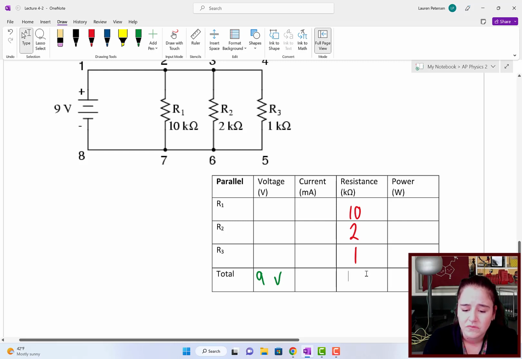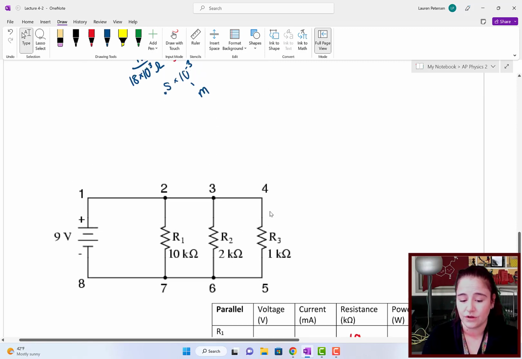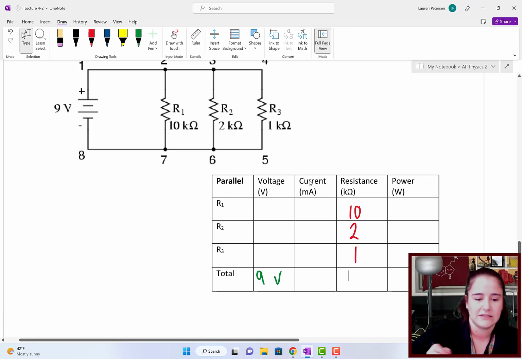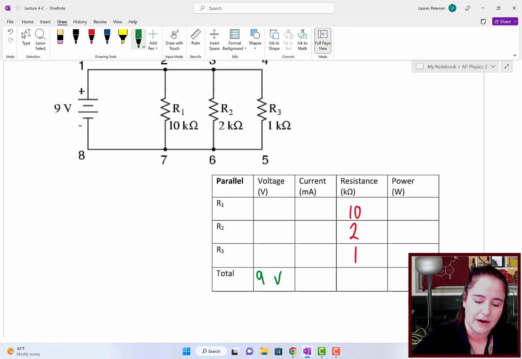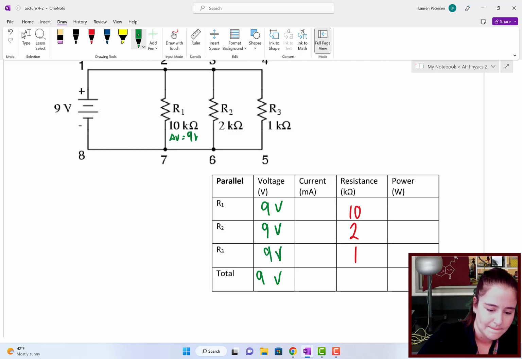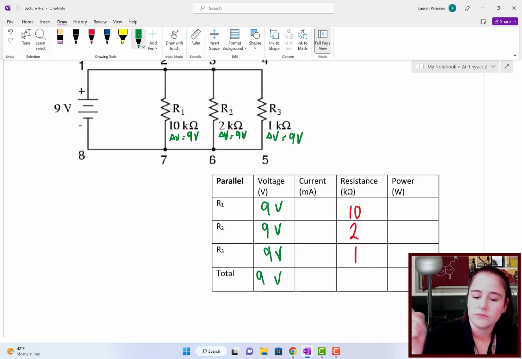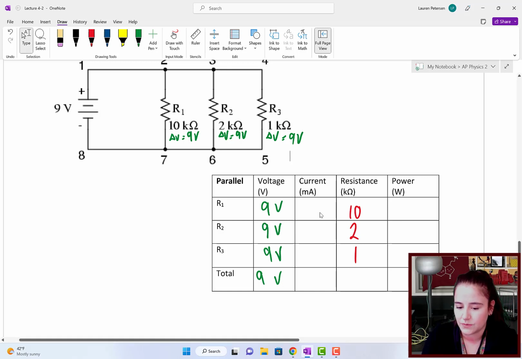We could find the total resistance. We could do 1 over R total equals 1 over 10 plus 1 over 2 plus 1 over 1. But an easier way to do it, I think, is to actually do those voltages and the currents first. Because we know they're in parallel, they're all going to have a 9 volt drop across them. So we can use V equals IR to calculate their current in milliamps.